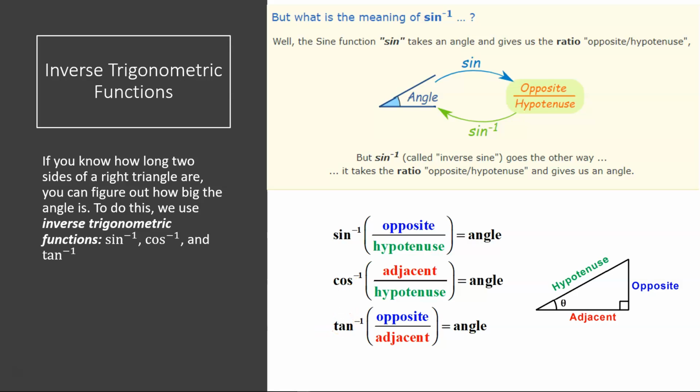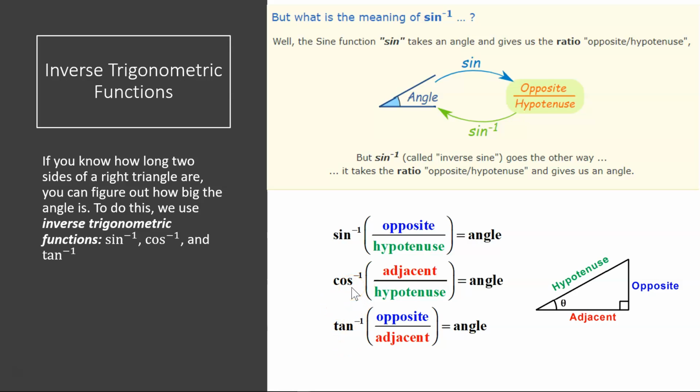They all work similarly. If the opposite side is 22 and the hypotenuse is 35, and you type inverse sine of 22 over 35, it will spit out the angle that has that opposite side and that hypotenuse. It will tell you how big an angle is if its opposite side is 22 and its hypotenuse is 35. And similarly with inverse cosine and inverse tangent.